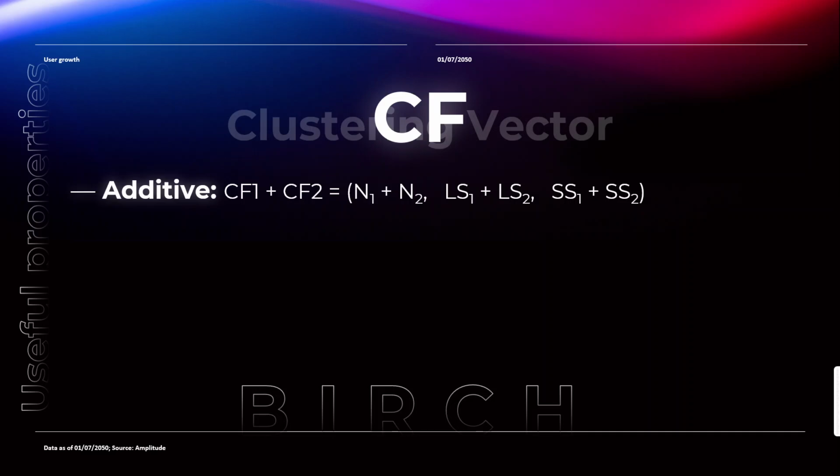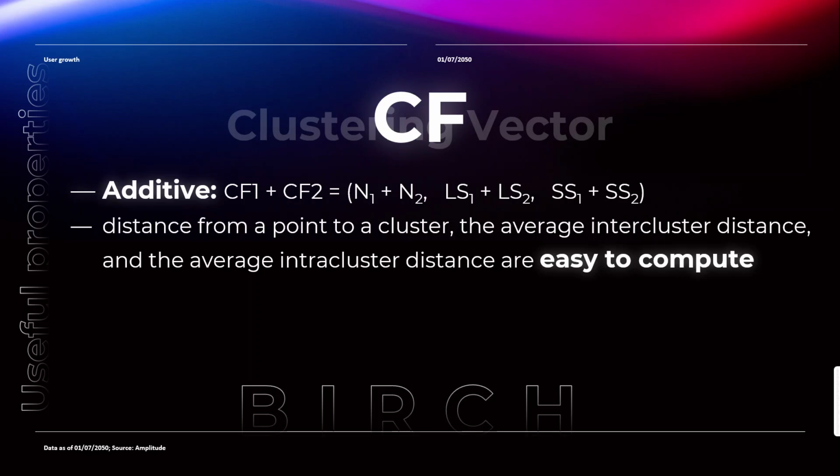CF is additive. It means that CF1 plus CF2 can be added pair by pair with their corresponding features. Here, the distance from a point to a cluster, the average inter-cluster distance, and the average intra-cluster distances are very easy to compute.